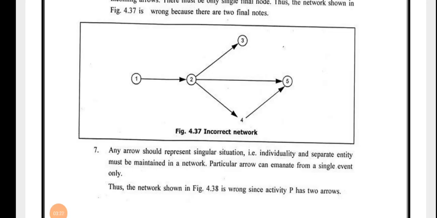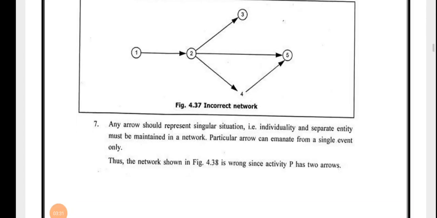This effect is known as dangling effect, that is, multiple final events. This should not be acceptable. Any arrow should represent a singular situation. Individual and separate entities must be maintained in a network. A particular arrow can emanate from a single event only.